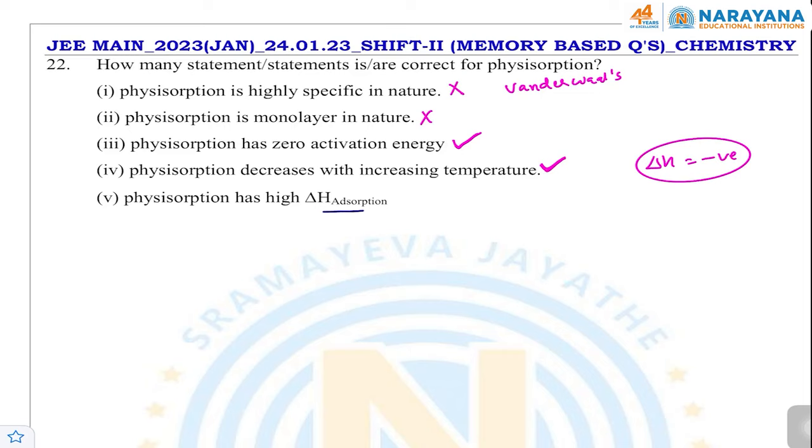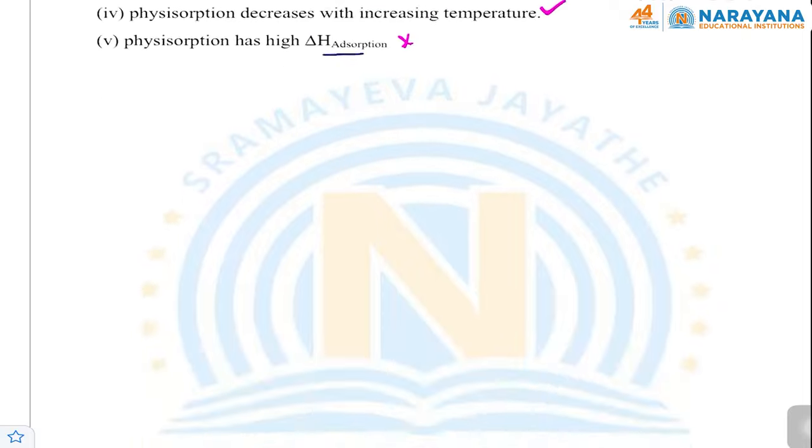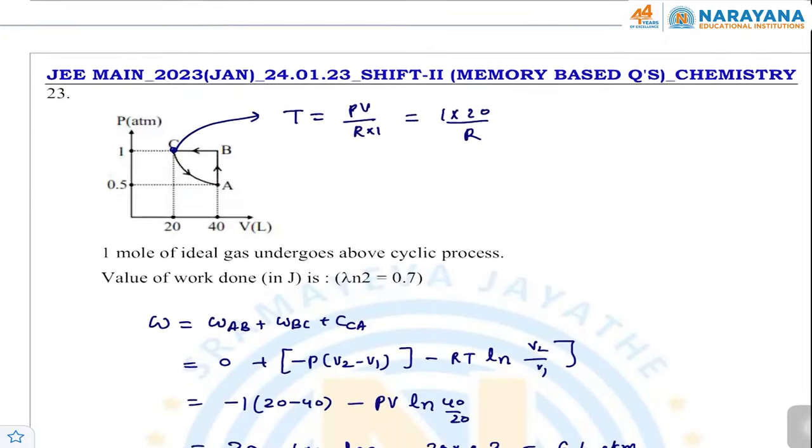Physisorption has high delta H of adsorption. This is wrong. Physisorption has low delta H of adsorption because it is weak van der Waals forces. This statement is correct if it is chemisorption. Chemisorption has high delta H of adsorption.